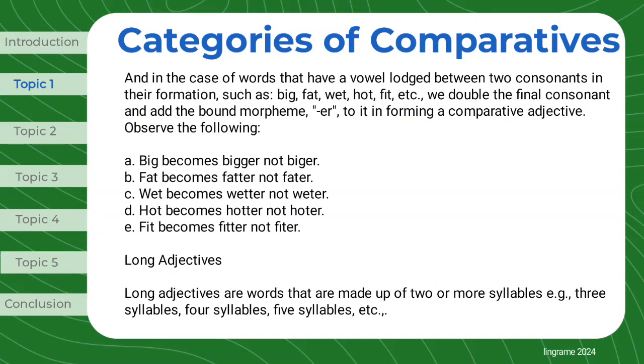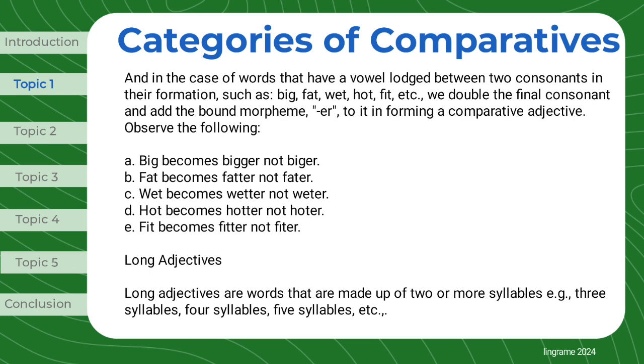And in the case of words that have a vowel lodged between two consonants in their formation, such as big, fat, wet, hot, fit, etc., we double the final consonant and add the bound morpheme -er to it in forming a comparative adjective. Observe the following: big becomes bigger, not biger. Fat becomes fatter, not fater. Wet becomes wetter, not weter. Hot becomes hotter, not hoter. Fit becomes fitter, not fiter.